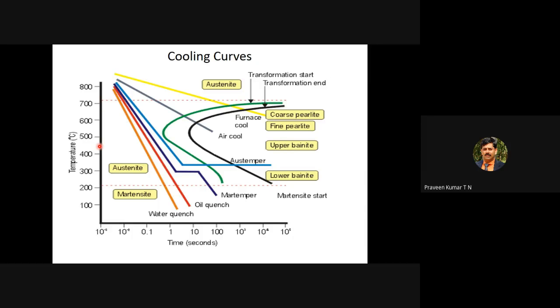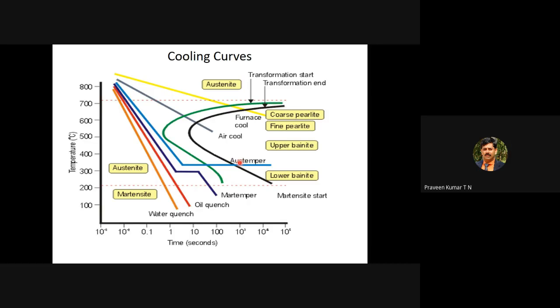What is this diagram? It is a cooling curve. So if we have an S curve, this is a TTT diagram. We have an S curve or C curve. If you consider only this C curve, this is almost like a C. Then in the examination, they may ask two types of question.